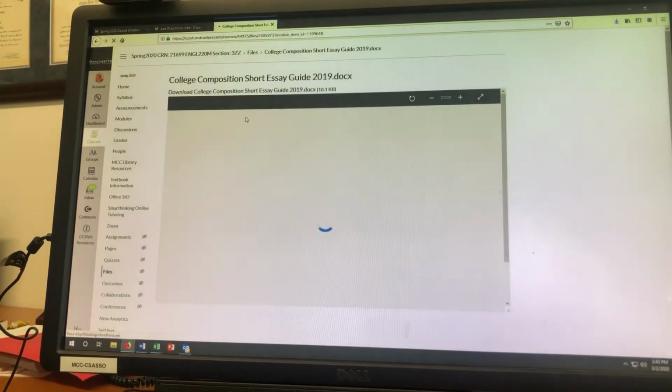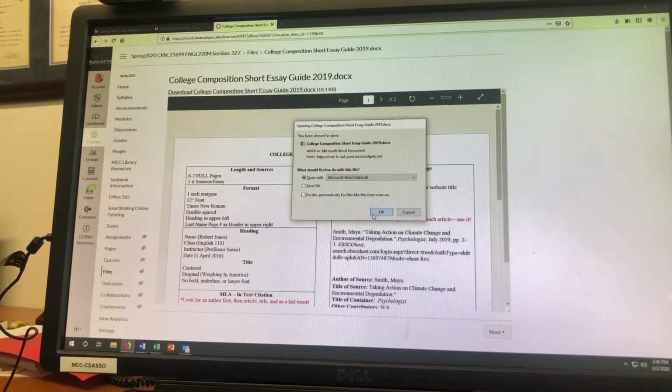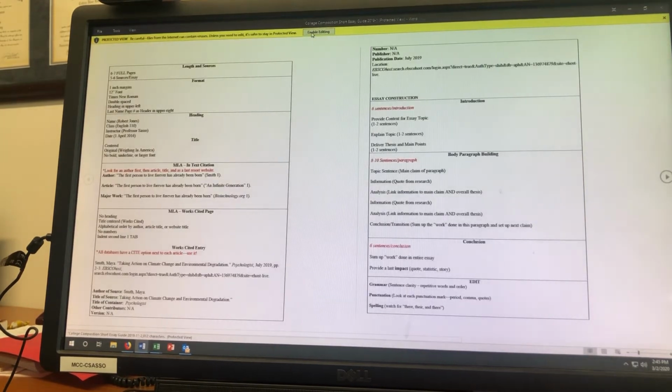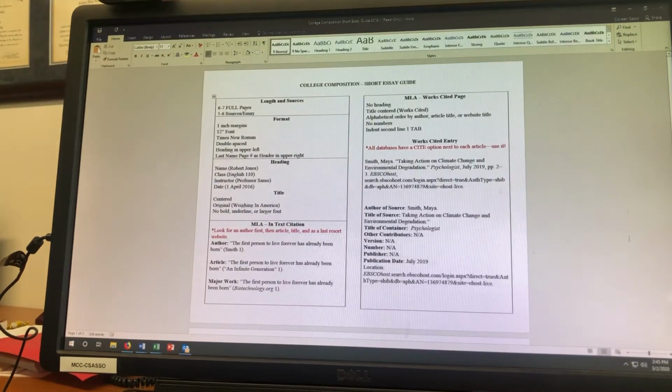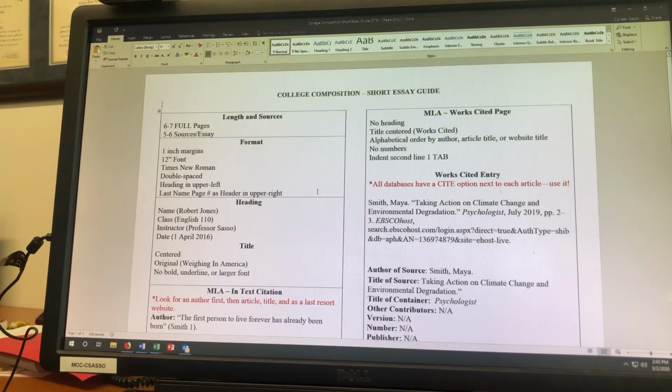So if we open this up and download it so we can see it better, and I'm going to zoom in for you. Basically, I use this in most of my composition classes to do a reminder of MLA. I'm going to talk to you about APA today as well, but I want to start with MLA because for English instructors, it's the foundation.